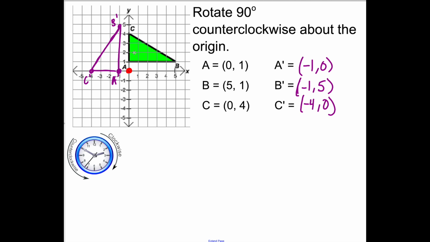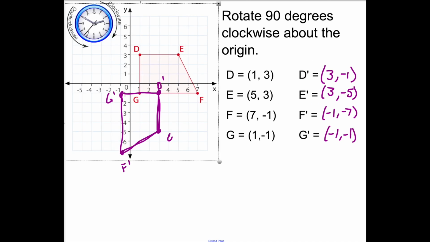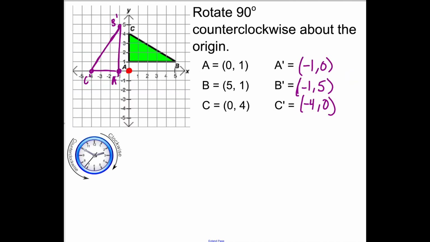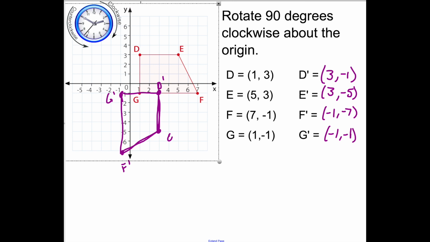0, 1 going to -1, 0. 5, 1 going to -1, 5. And 0, 4 going to -4, 0. So notice here we switch places, and here we switch places, right? See the X and the Y flips, 1, 3, 3, 1, kind of. 5, 3, 3, 5, kind of. 7, 1, -1, -1, 7, kind of.